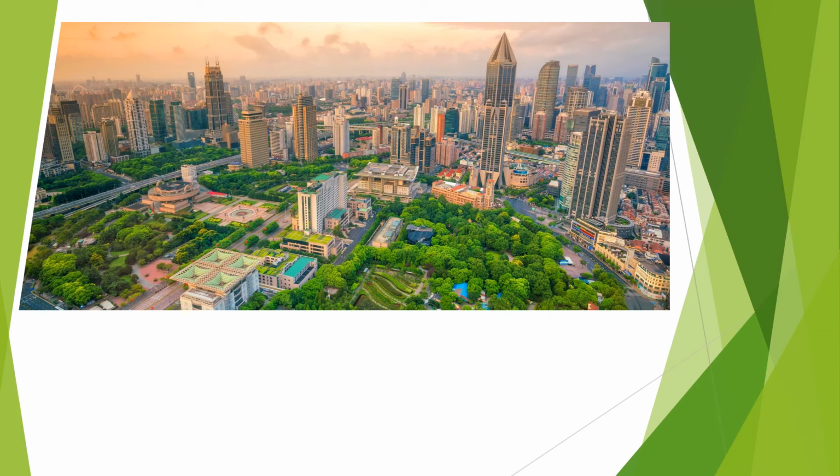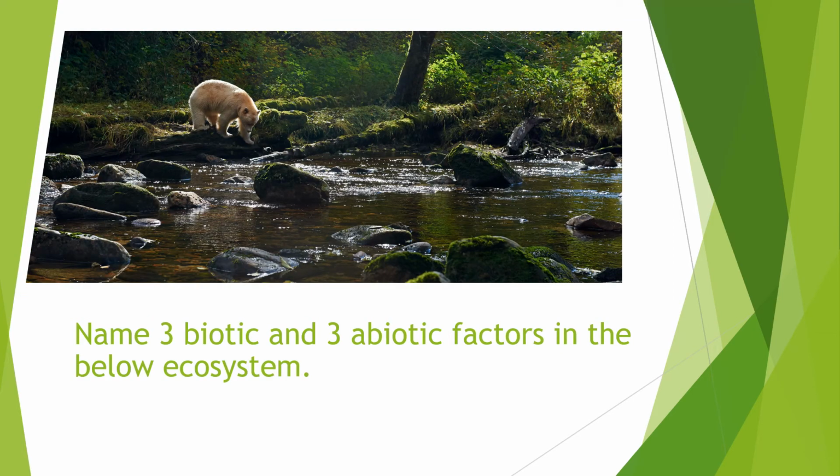So I'd like you to take a moment to look at the image above and name 3 biotic, living, and 3 abiotic, non-living, factors in the above ecosystem. Okay, so take a minute to do that on Edpuzzle and give your answers there. Then I'd like you to do the same thing for this image. So name 3 biotic, again living, and 3 abiotic, non-living, factors of the image above.